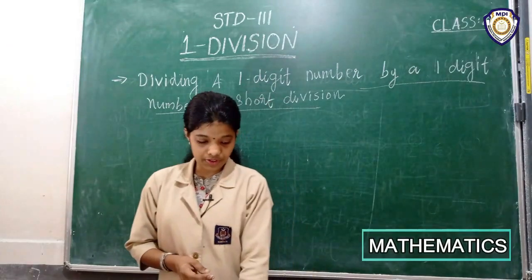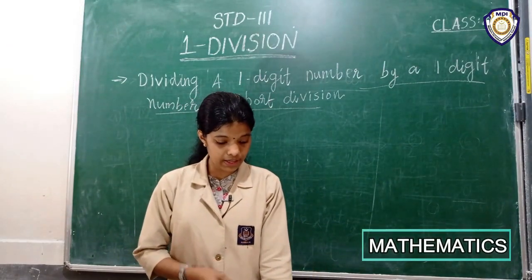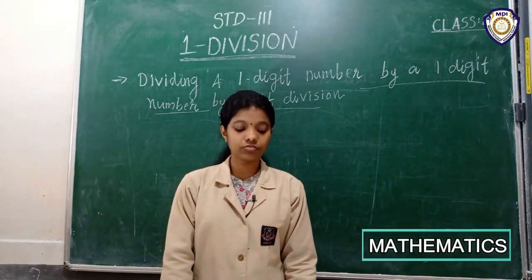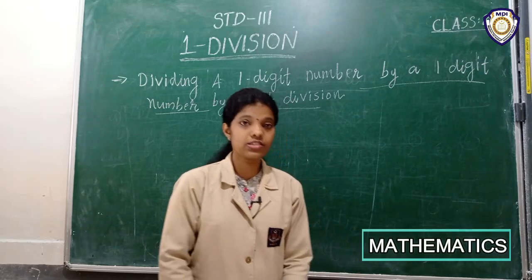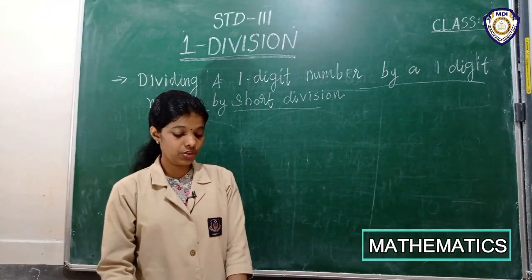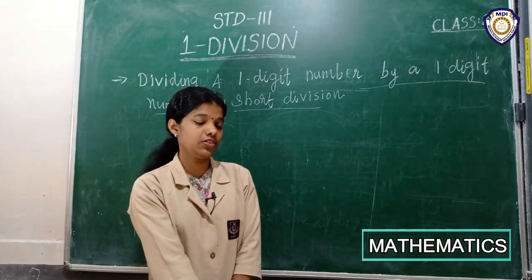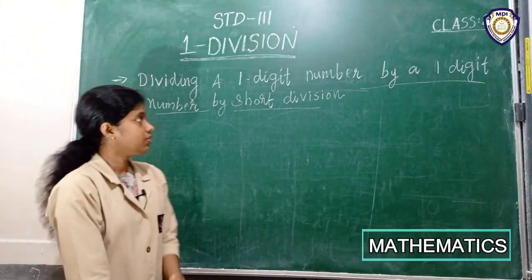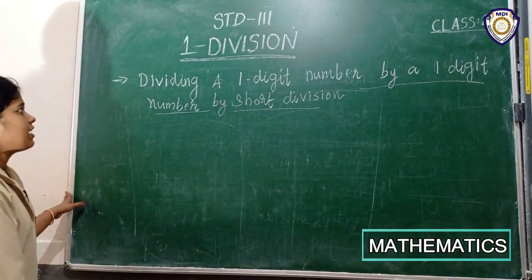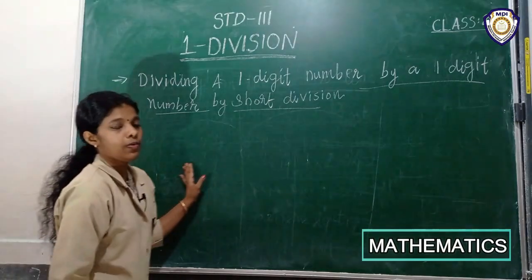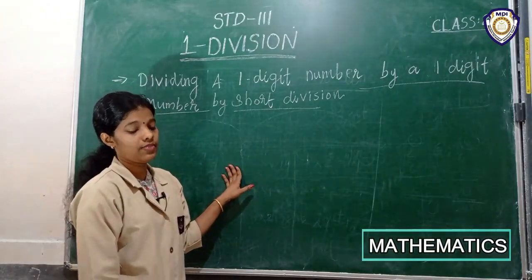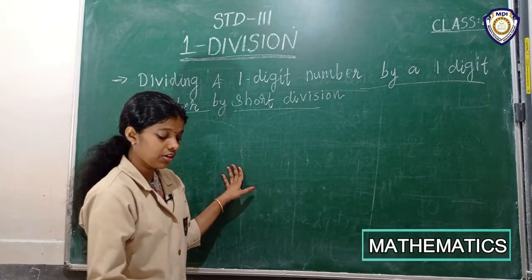All of you take your text, page number 72. Are you ready? Our first topic is dividing a one-digit number by a one-digit number by short division.